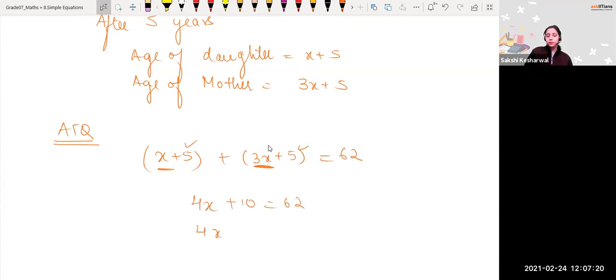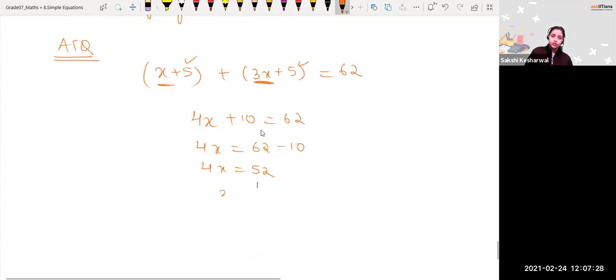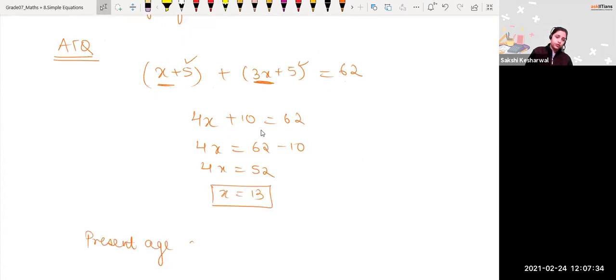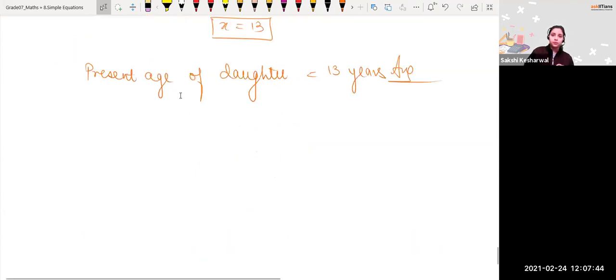So 4x plus 10 is equals to 62. Plus 10 will become negative, so 62 minus 10 is 52. So 4x is equals to 52. So x is equals to how much, beta? 13, right? So x is equals to 13. So present age of daughter is equals to 13 years. That's your answer, right? Okay, now let's do one more question.